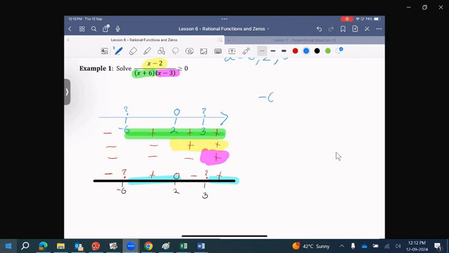So from -6, we can't include it, because -6 is in the denominator. It's going to be not defined there, and the function itself won't have the domain at that point. So from -6, we need to go all the way up to 2. We need to go from -6 to 2. And then we want to start again at 3, but 3 can't be included. And then we go up to infinity.